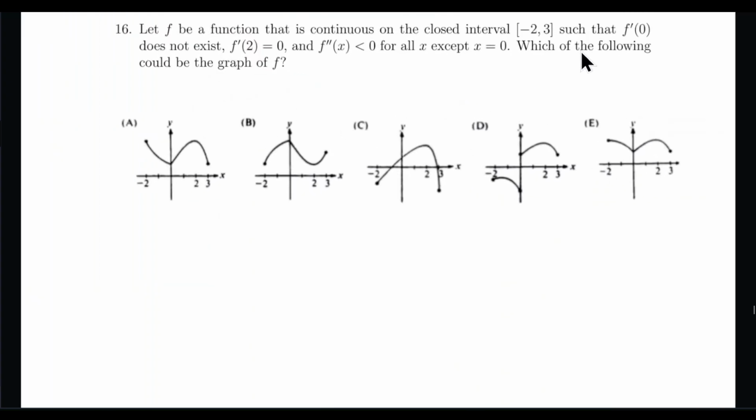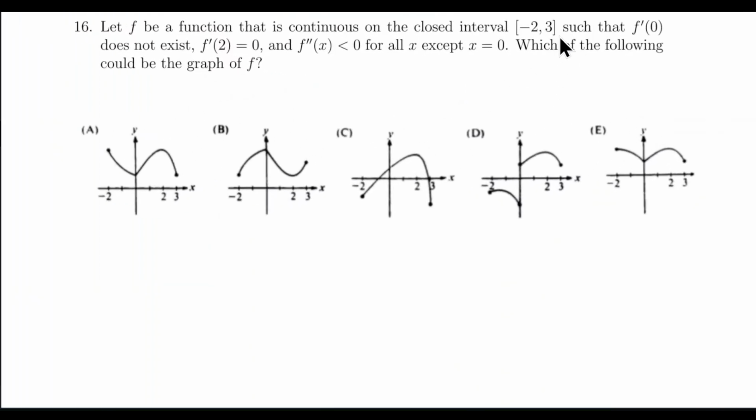Let f be a function that is continuous in the interval -2 to 3 such that f prime 0 does not exist, f prime 2 is 0, and f double prime is negative for everything except 0. Which of the following could be the graph of f? Okay, if it is continuous in -2 to 3, how can D be the answer? Because it looks like D is discontinuous, right? There is a break over here. There are two separate pieces. So D is gone for that reason.